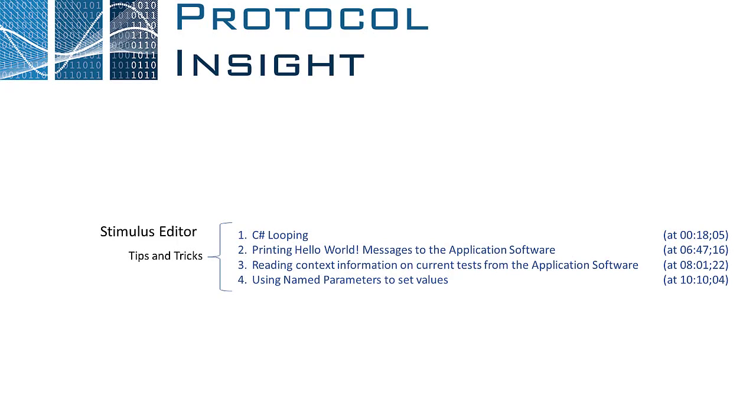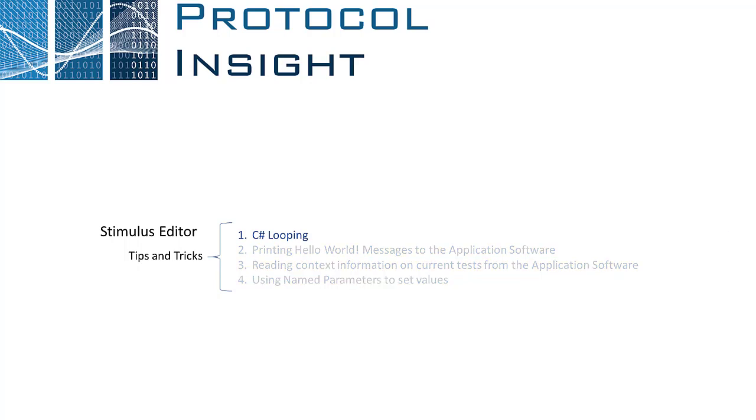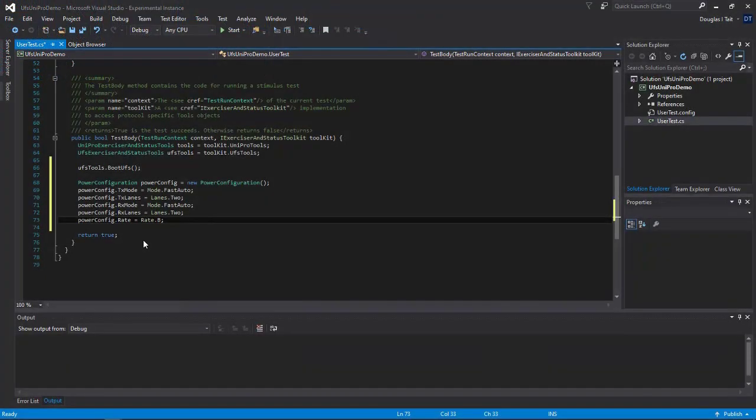This training video covers several methods to simplify the creation of stimulus tests and a few methods to create some more powerful tests. The first method we will cover uses C# looping to execute a test script iteratively with different values. The example script I will create uses a C# loop to change an attribute at several different gears.